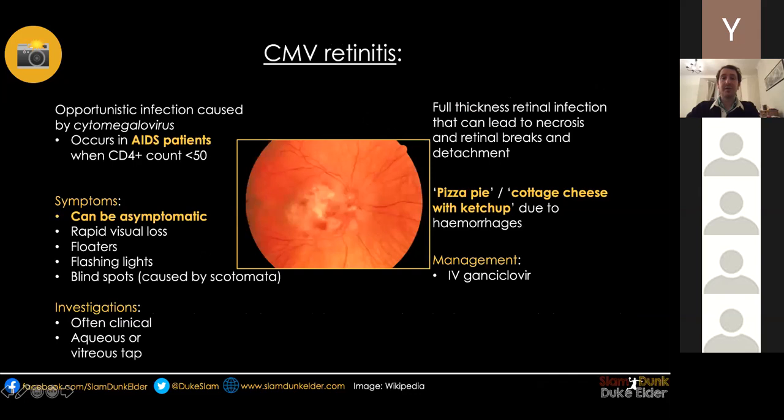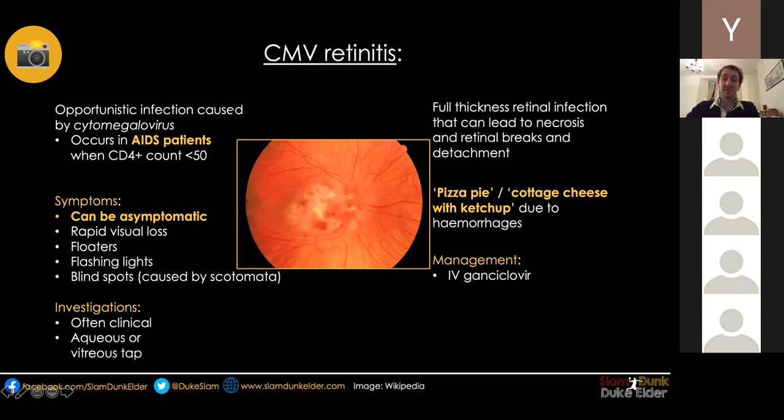So another form of retinitis, CMV retinitis. This is in AIDS patients, and it's an opportunistic infection when the CD4 count is less than 50. It's a retinal infection, and you worry that it can lead to necrosis of the retina and retinal detachment. Importantly, this can be asymptomatic, as it quite frequently is, but it can also cause visual loss, floaters, and flashing lights.